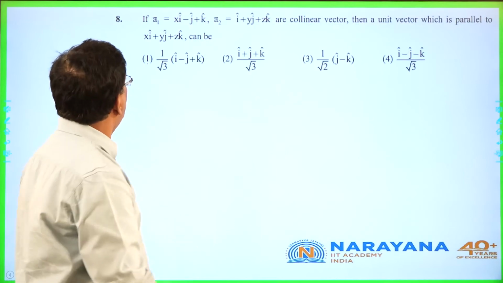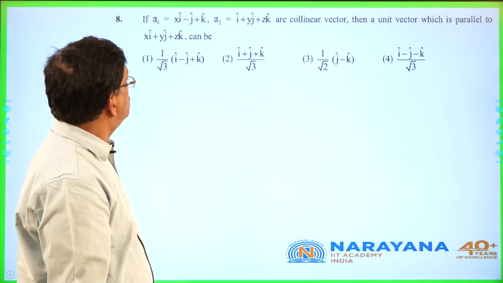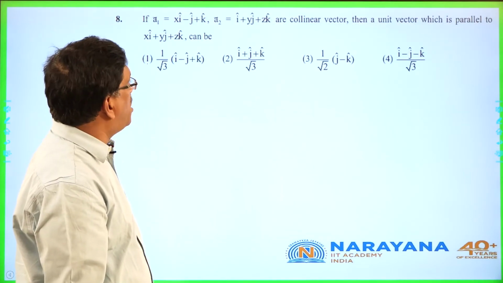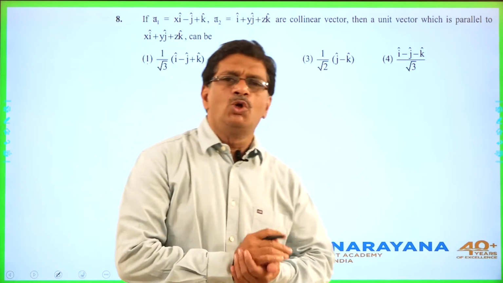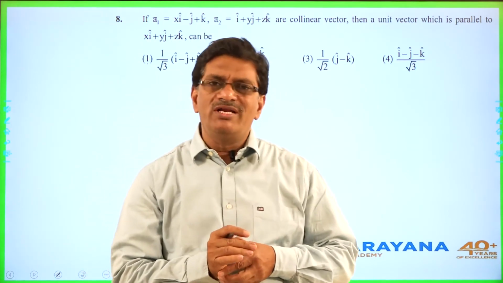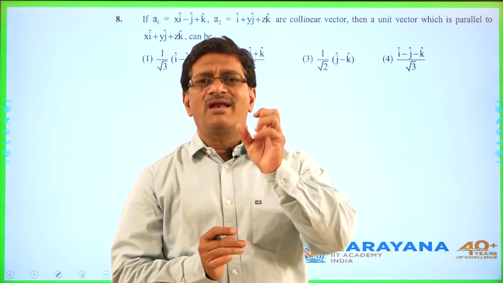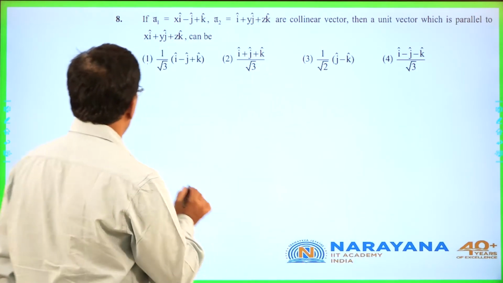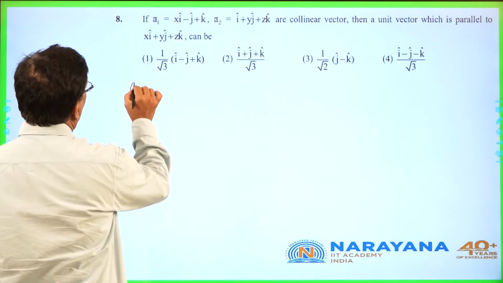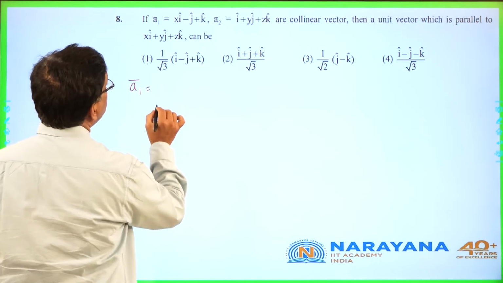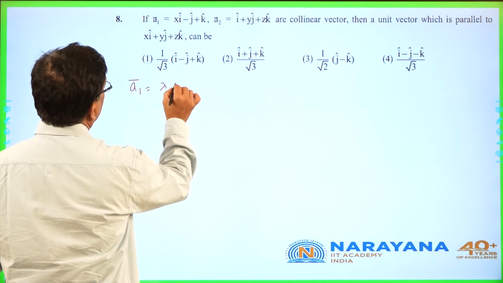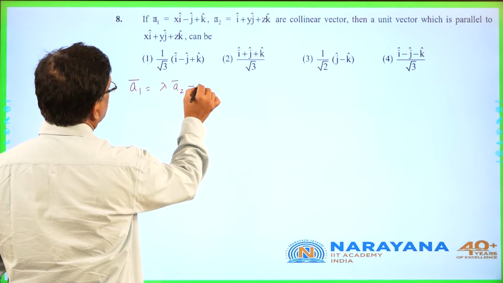Question number 8. A1 bar, A2 bar are collinear. We know that two vectors are collinear if one is a scalar times the other, right? A1 bar is equal to lambda times A2 bar.